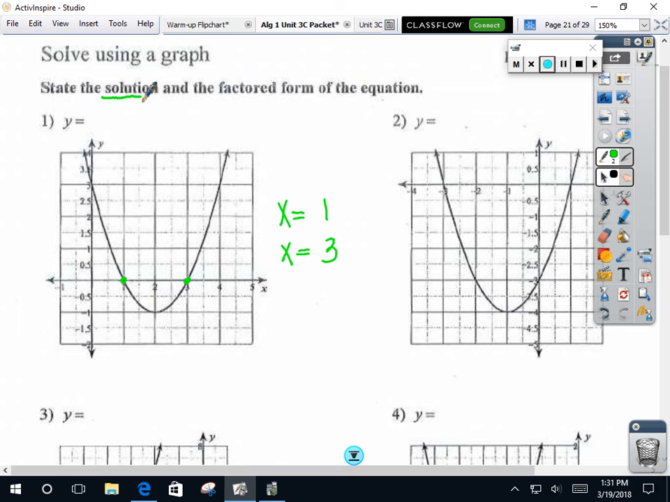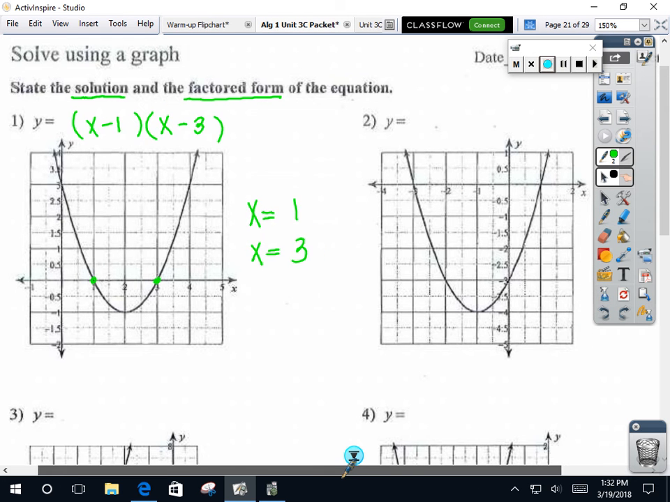We've stated the solution. They also want you to write it in factored form. How do you represent a solution of positive 1 as a factor? Very good. X minus 1. How do you represent a solution of 3 as a factor? Remember, when they're in factored form, they're the opposite sign, because think about it. From this to this point, don't you have to set it equal to 0 and add the 3 over? And set this equal to 0 and add the 1 over, which is why they end up positive 1 and positive 3? All right, number 2.